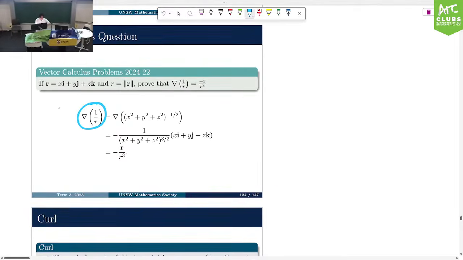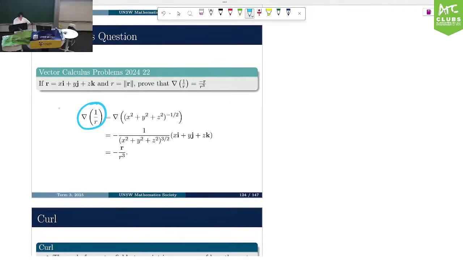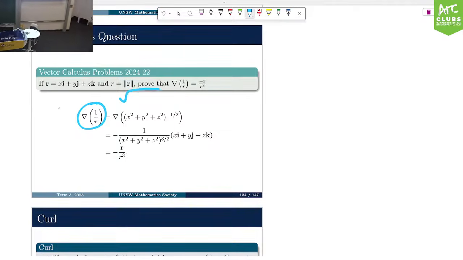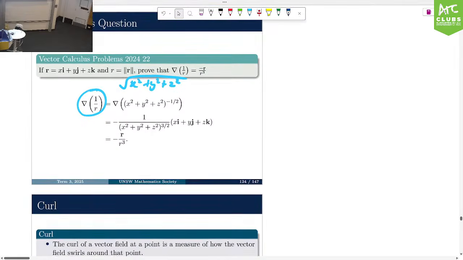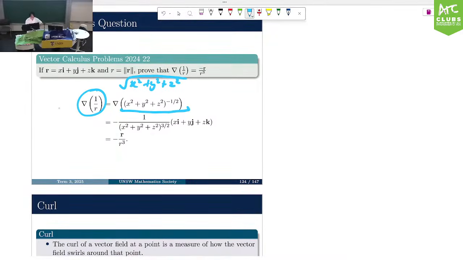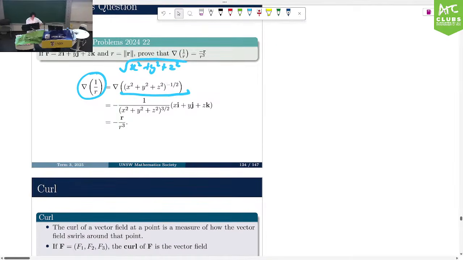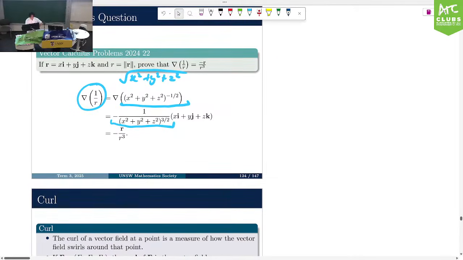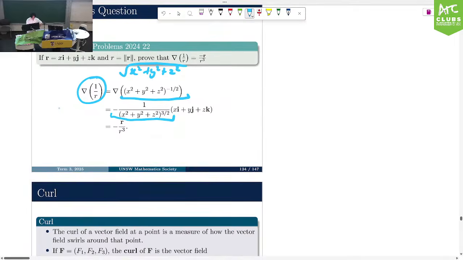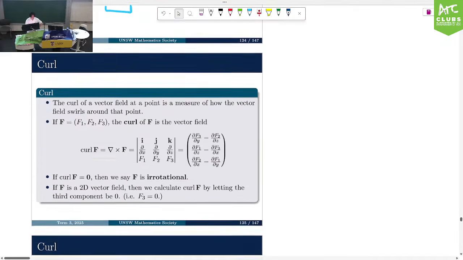If we try and find the gradient of 1 over r here, r is the square root of x squared plus y squared plus z squared. That is going to be 1 over that, so this expression here to the power of negative 1.5. When we take the derivative, we have this lovely function. Hopefully we know how to do that. Then all we have to do is dot that with our r. So we don't really have to do anything here, we just need to multiply it by r. And here we go. It's minus r over r cubed.